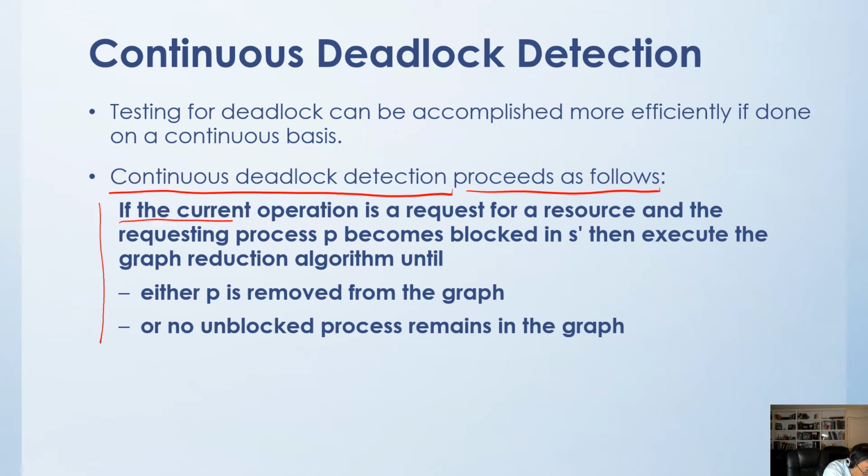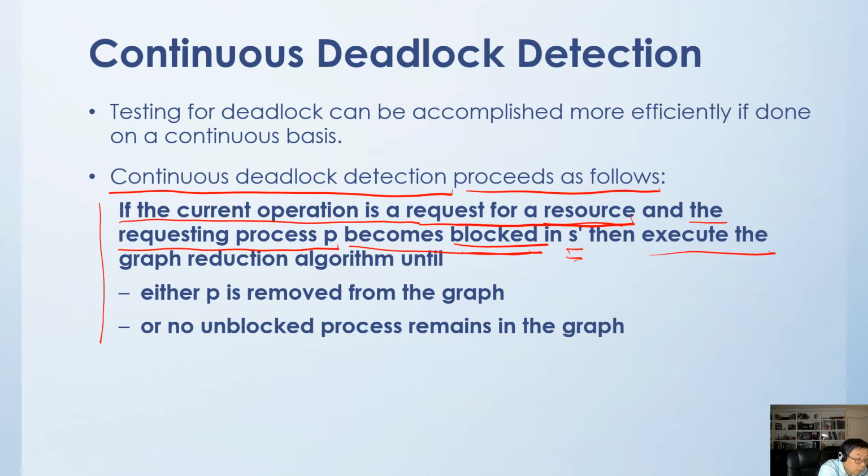If the current operation is one of the processes just completing its job and freeing up the resources, then we don't have to do this continuous deadlock detection, because this is going to make the situation better. But if the current operation is a request for a resource, then the requesting process P becomes blocked in the current resource allocation graph.